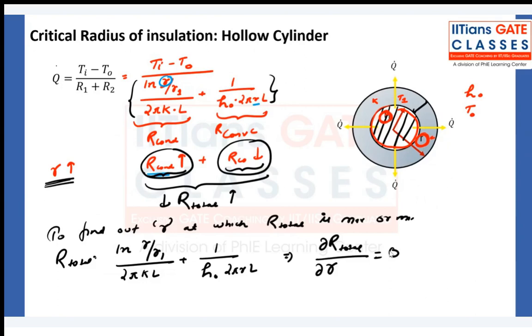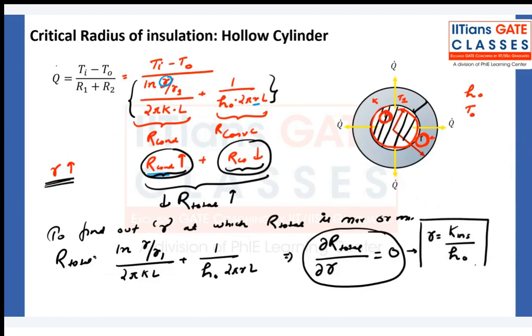Now, when you do this differentiation and put that equal to 0, what will you find? You can find the value of R here. R is equal to K of insulation upon outside heat transfer coefficient. At this value, you will get either a maximum or a minimum. When we differentiate it one more time and put the value of R, we see that R total is minimum at this radius. And if R total is minimum, that means the denominator is minimum, so the heat transfer Q dot is maximum.